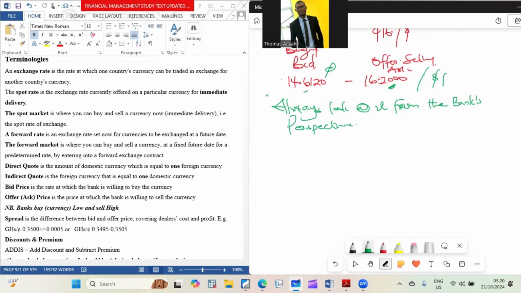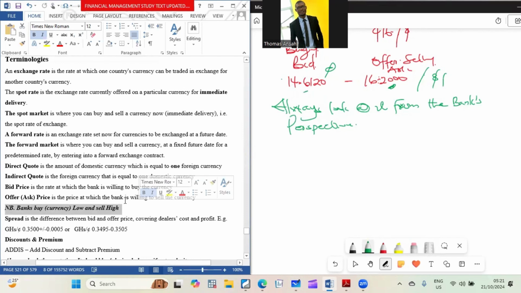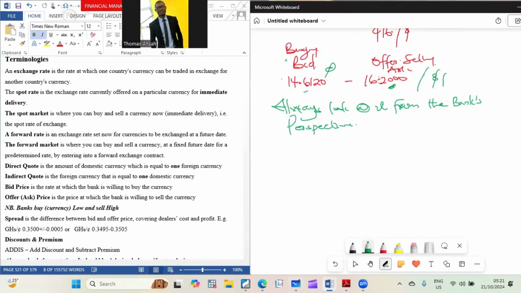And you see, the bank always buys currency low and sells it high. Please take note of that. They are not a philanthropic institution. They make money. So the bank will buy from you low and sell to you high. That is how it is. All right, take note of that. It's a very important principle. As we are going on, you will be needing it. So please take very important note of that.